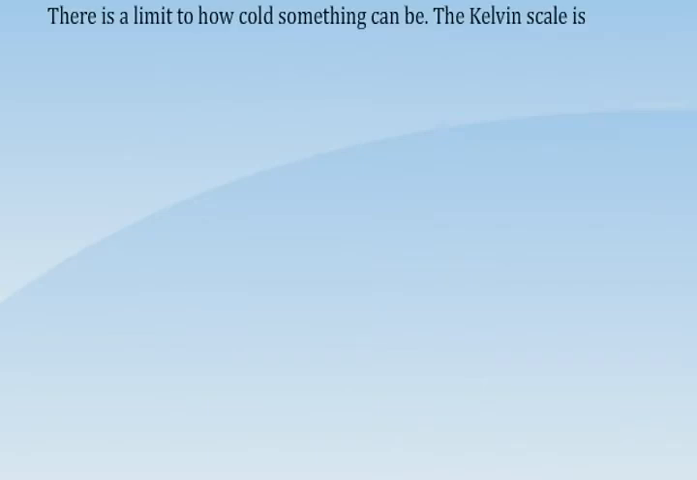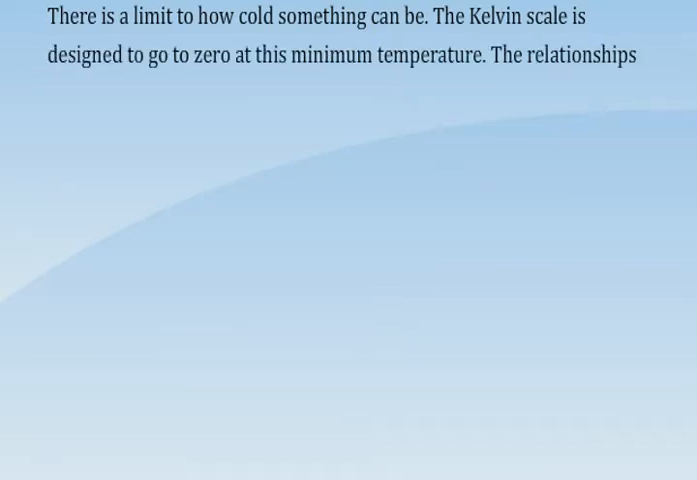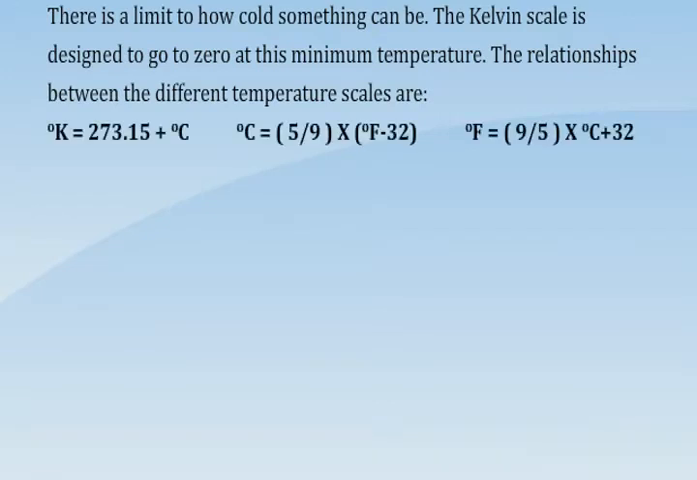There is a limit to how cold something can be. The Kelvin scale is designed to go to 0 at its minimum temperature. The relationships between the different temperature scales are: K is equal to 273.15 plus C. C is equal to 5 by 9 into (F minus 32). F is equal to 9 by 5 into C plus 32.